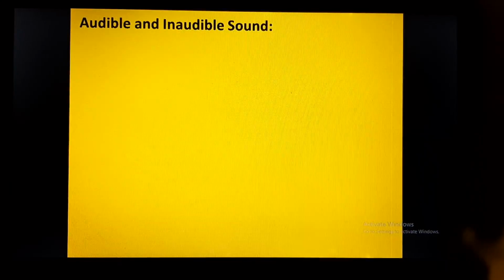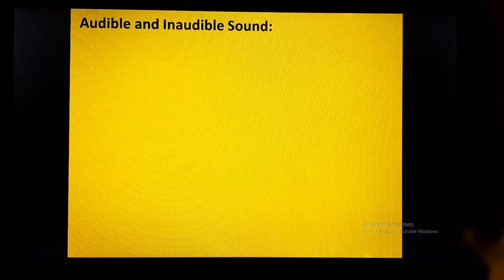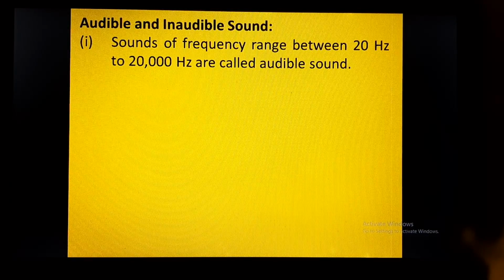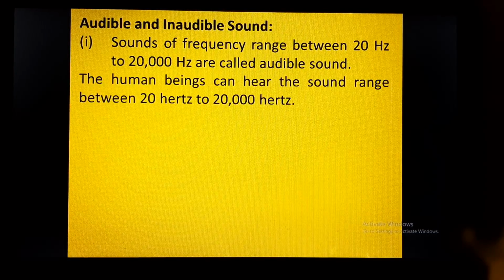In today's lecture, we are going to discuss audible and inaudible sound. Audible means which we can hear. Sound with a frequency range between 20 hertz to 20,000 hertz is called audible sound. We already know that the unit of frequency is hertz. Sound waves ranging between 20 hertz and 20,000 hertz are called audible sound, and a human being is able to hear sound in this range.